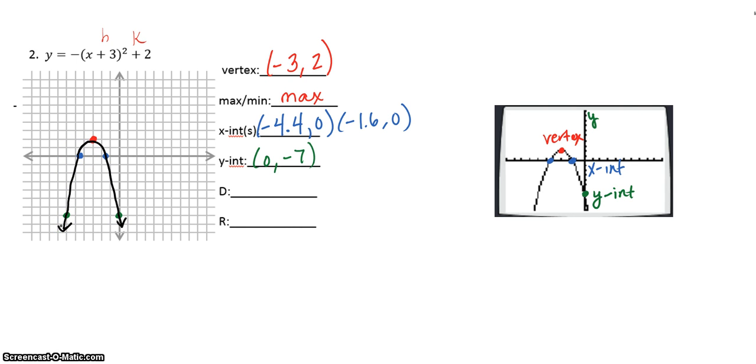Okay, what's the domain here? Well, it does go forever left, and it goes forever right, and therefore the domain is all real numbers. The range, this does not go forever up, it does go forever down, and it's everything below this y equals 2 right here. So it's everything below y equals 2. So therefore all the y's fall less than or equal to 2.